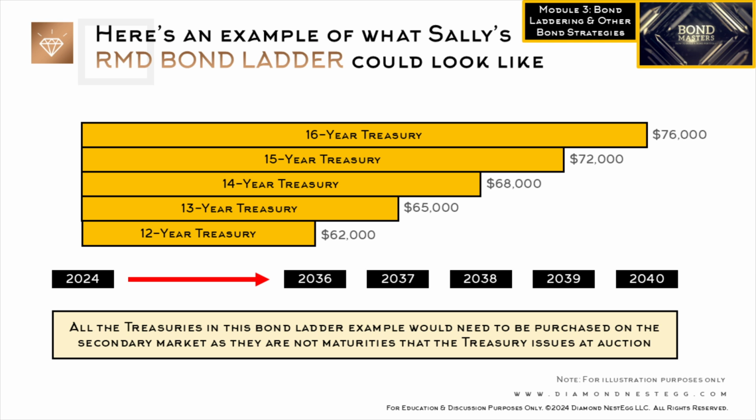In a nutshell, building an RMD bond ladder like in this example gives Sally, or any other investor for that matter, the peace of mind that he or she has at least some, if not all, RMDs covered when the RMD deadline hits, so that the investor is not forced to sell investments that he or she does not want to sell at that point in time.